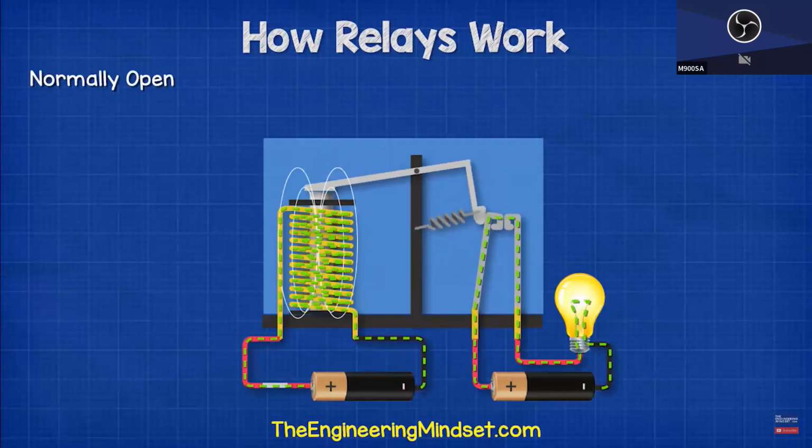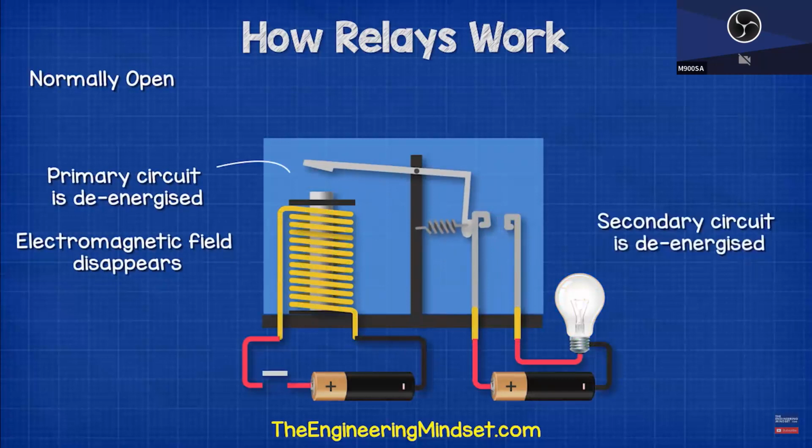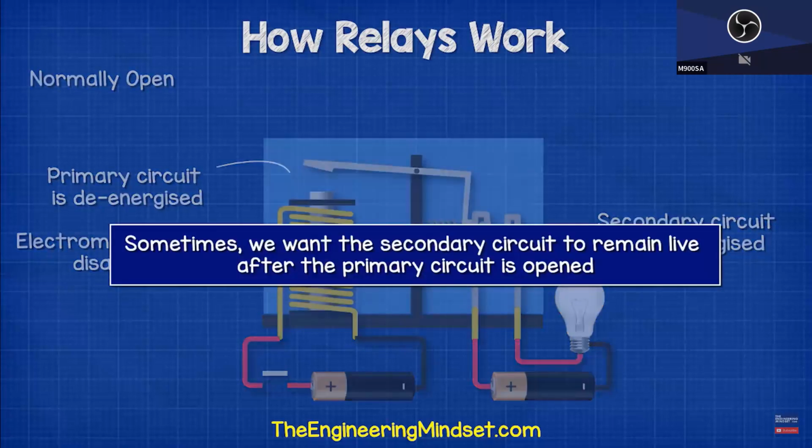In a normally open relay, once the primary circuit is de-energized, the electromagnetic field disappears, and the spring pulls the contactor back to its original position. But sometimes we want the secondary circuit to remain live after the primary circuit is reopened. For that, we can use a latching relay.